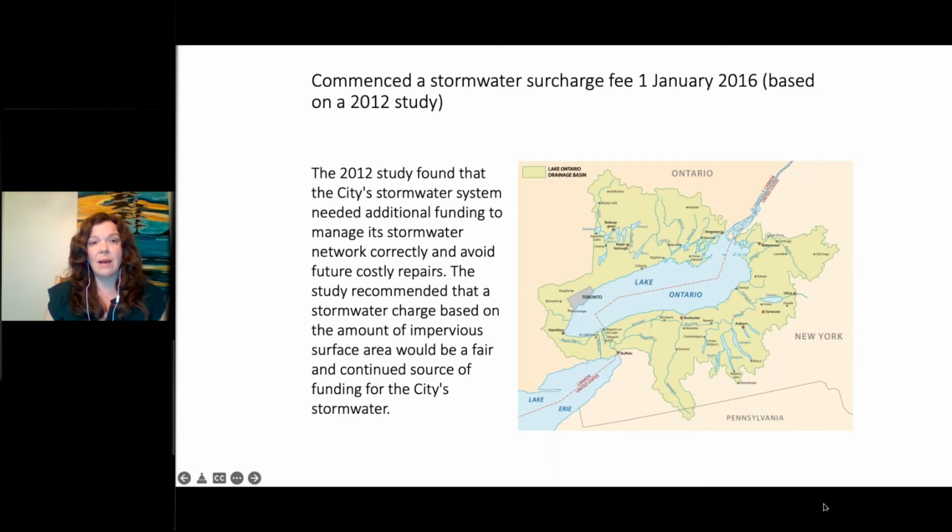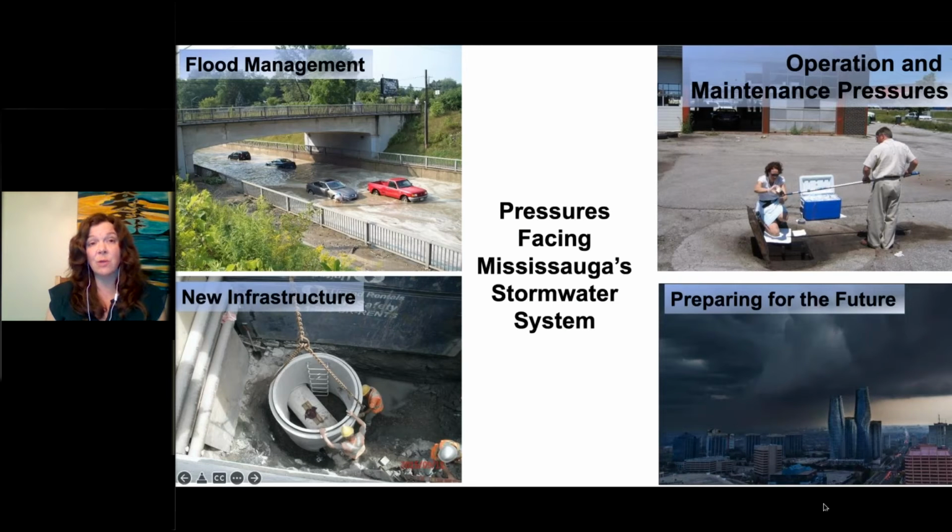So for Mississauga, really our journey to implementing a stormwater charge began in 2012 when we commissioned a stormwater feasibility study, which I'll talk about in just a little bit, to determine what the best way was for us to fund our stormwater system. We knew we had shortfalls in funding, we knew we had needs, but we needed to determine what the best way was forward. There are several different options to fund stormwater systems beyond just user fees, and so we wanted to look at that and be presented with options.